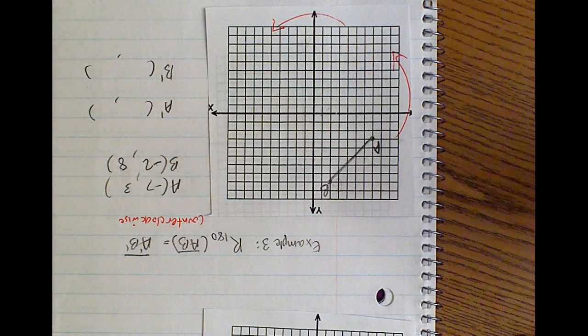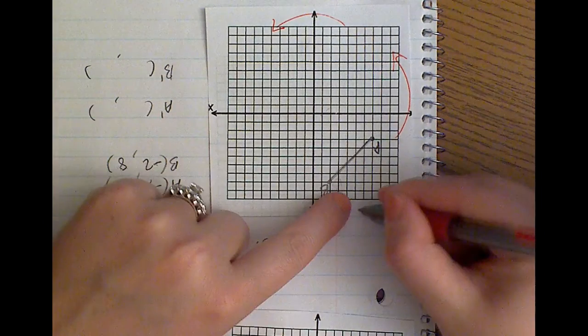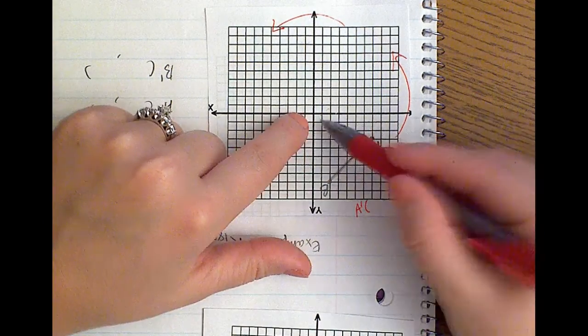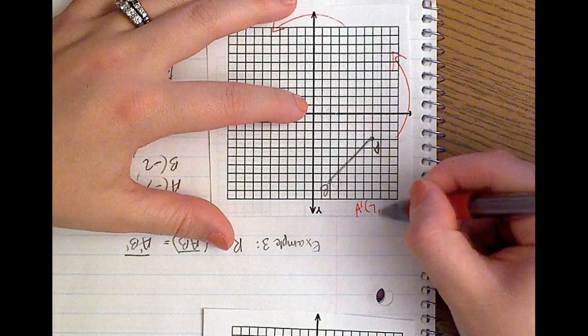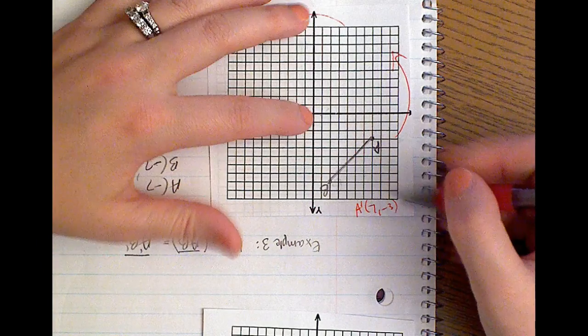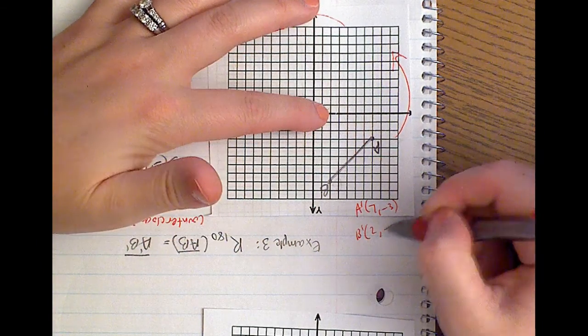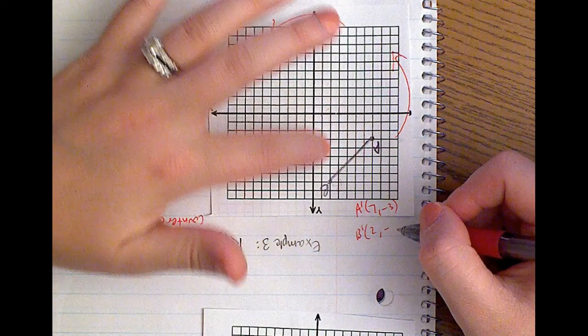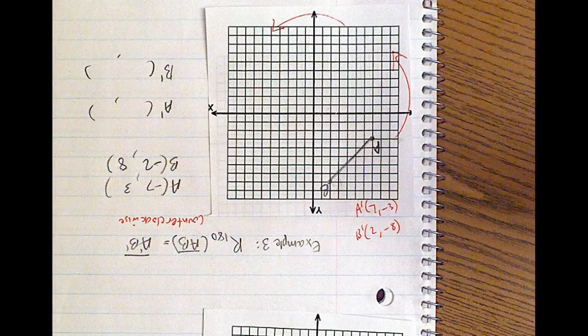Okay, so now I can see where my final image would be, and I'm just going to record my points over to here. So we have 7, -3 for A prime, and for B prime, 2, -8. And again, it's okay that it's upside down. You're going to turn your paper back around and record your final answers when we get there.